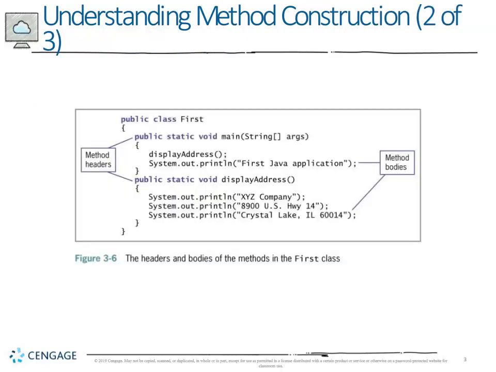Let's see an example. In the main method, we call a method displayAddress. In displayAddress, we have a System.out.println, so we print 3 lines for the address. So the main is a method too, right? It executes automatically, so other methods are called as needed. So displayAddress is called when it is needed inside the main.